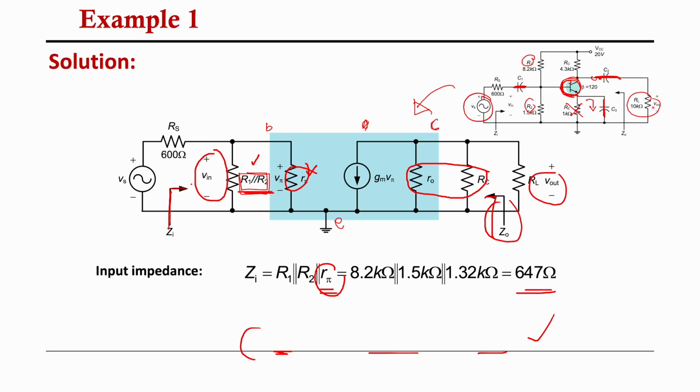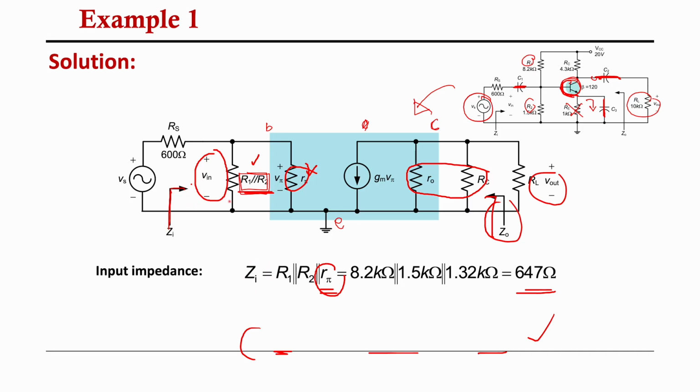Your output impedance is right before your load resistor. So it must be before your load resistor, and it is after the RC, after the collector resistance. So this is where your output impedance is located. All right, so in this case, if we want to find the input impedance, this is our input impedance.